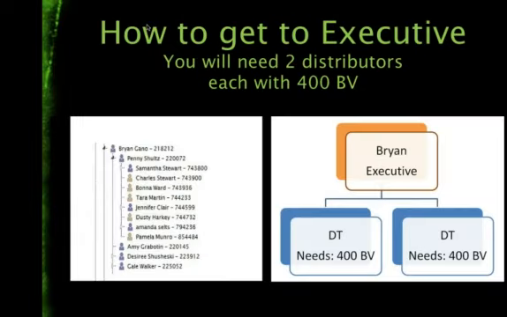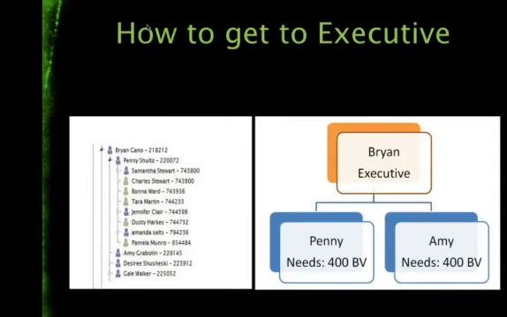Okay, looking at Brian's downline, you're going to see Penny, Amy, Desiree, and Gail, and they're all on this first level. Remember again, when it has that little indentation, that means first level. So we can use any of those distributors to get Brian to executive. For this example, we're going to use Penny and Amy, and as you can see, I filled it into the chart. So Penny would need 400 BV, and Amy would also need 400 BV. And when that happens, Brian's rank would change to executive in the eSuite.